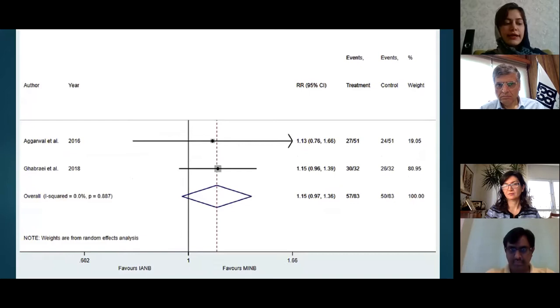The second plot is for comparison of inferior alveolar nerve block and mental incisive nerve block. Although the diamond is tending to favor mental incisive nerve block, because it touches the line of null effect, the injection techniques have no statistically significant difference.